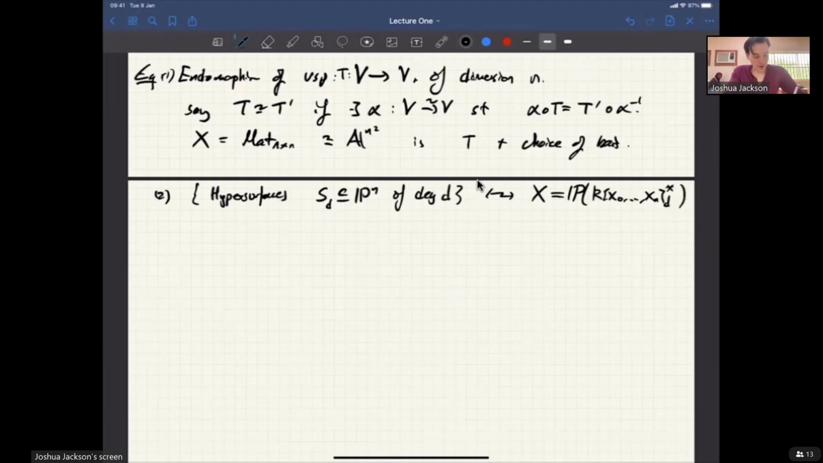When would we say that two hypersurfaces are really the same hypersurface? A good candidate for the equivalence relation is that S is the same as S prime if there exists some automorphism of the ambient projective space that takes one to the other.